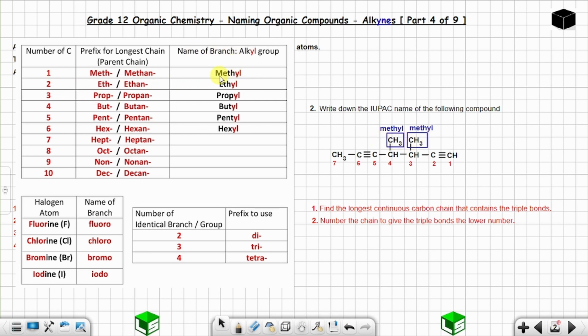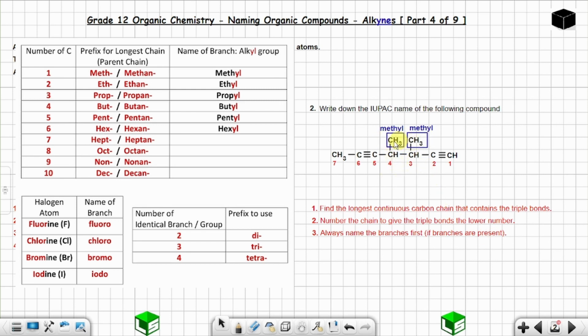The branch is known as a methyl when the branch is made up of one carbon atom. So now you are going to name this organic compound after you have done numbering. Always name the branches first if branches are present. You have the branches, so let's start.